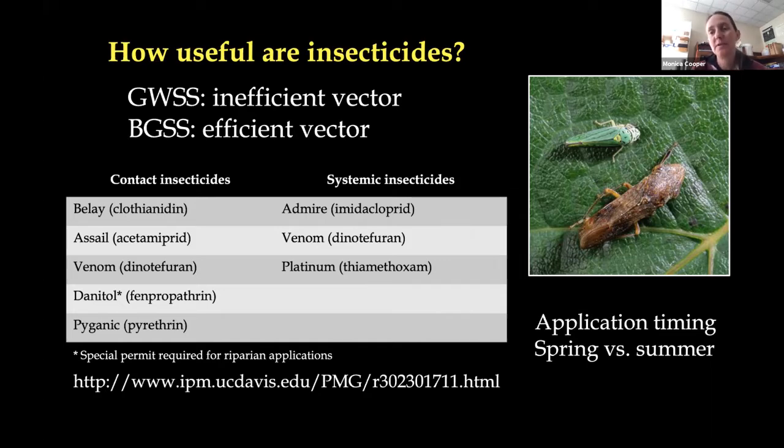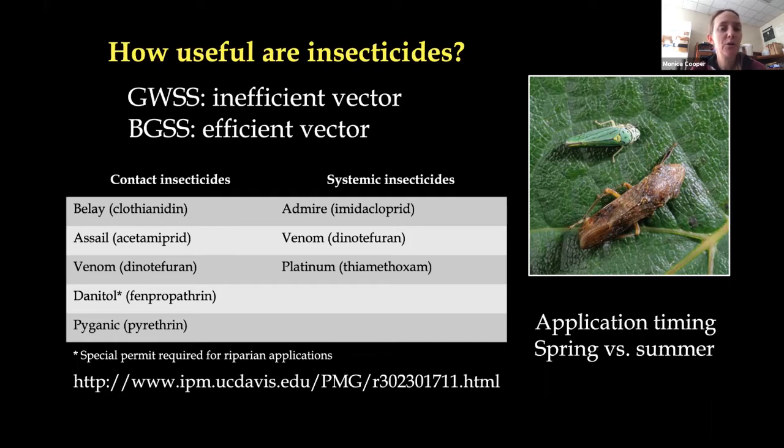And we have some concerns that have come up more recently around insecticide resistance, with glassy-winged sharpshooter showing some resistance or tolerance to some of the insecticides that have been used long-term in those programs. So it is fairly efficient for glassy-winged.